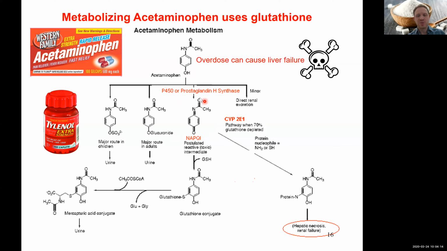So you always want to have your PPP running to make reduced glutathione in case you want to take Tylenol. So just be careful with Tylenol. It's working for many, many issues, but as with many drugs, if you're taking too much, there can be physiological consequences because of that.